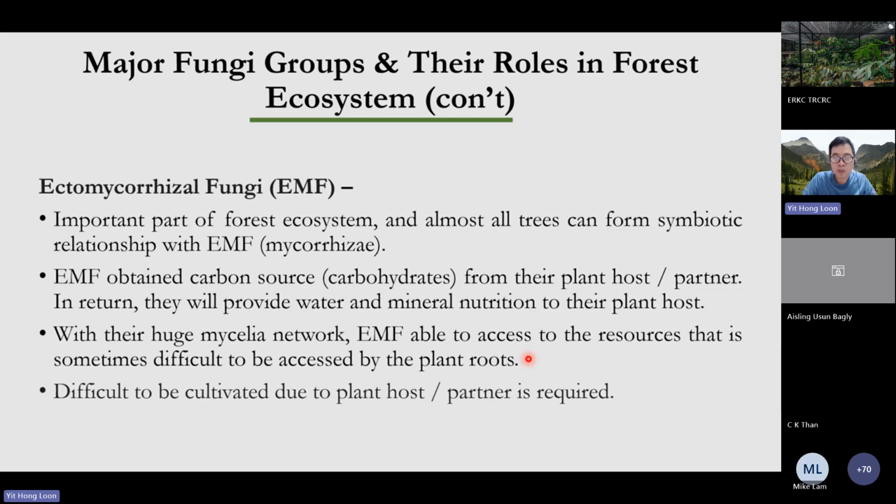healthy and grow better. Okay, this kind of mushroom is very difficult to cultivate because they need a plant host, they need a partner. Basically, you need to grow the tree first, then only from the tree you can develop the mycorrhizal fungi. Okay, not like the earlier group, saprophytic fungi. You just need an organic matter, then you can grow the fungi already. For this fungi, you can't. Okay, because they follow the tree.